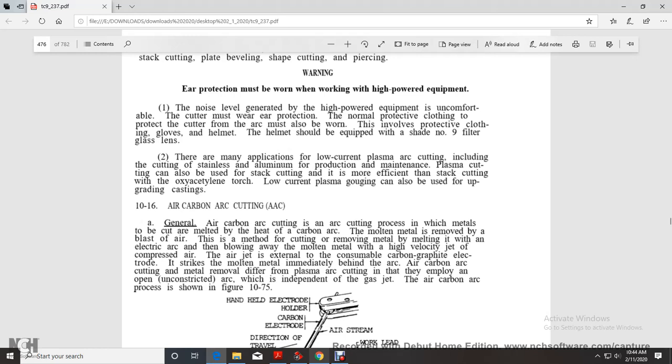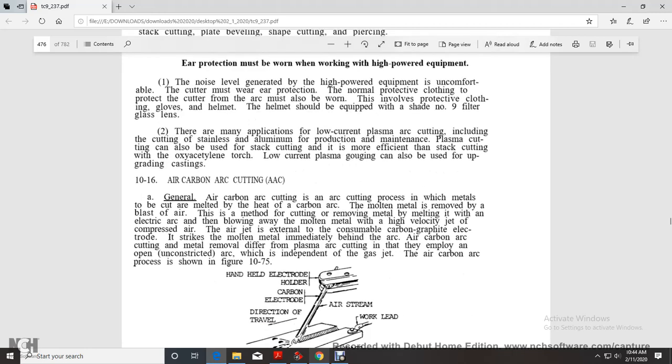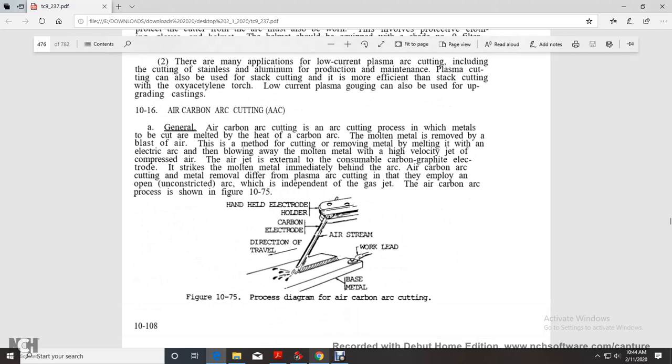There are many applications of low current plasma arc cutting, including cutting stainless steel and aluminum, production, and maintenance. It can also be used for stack cutting, which is more efficient than stack cutting with the oxyacetylene torch. Low current plasma gouging can be used for upgrading castings.